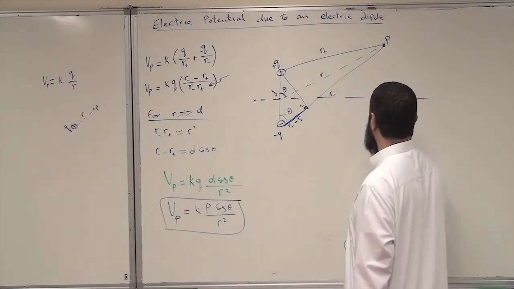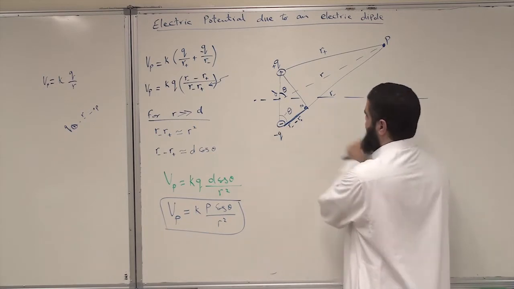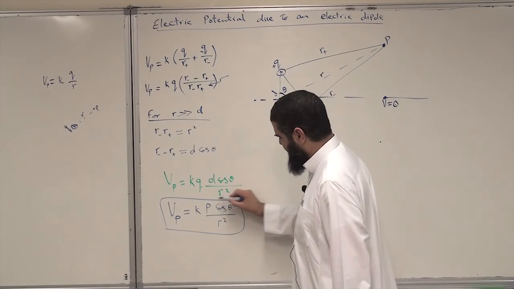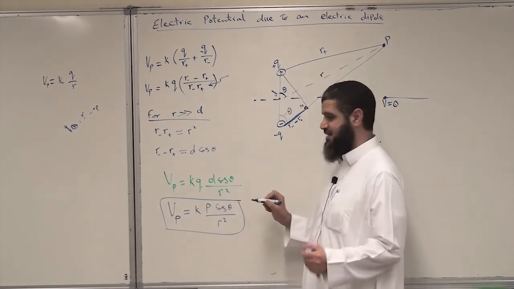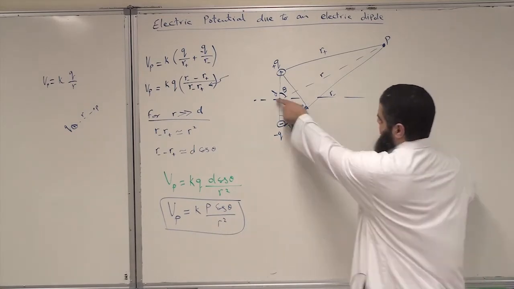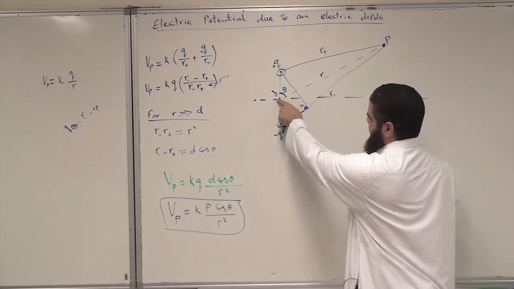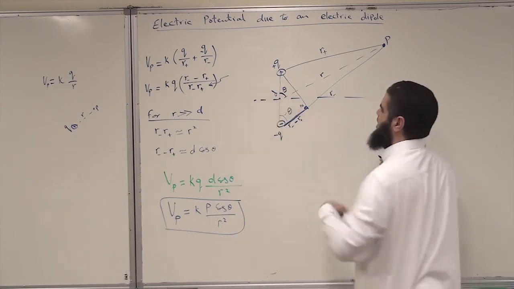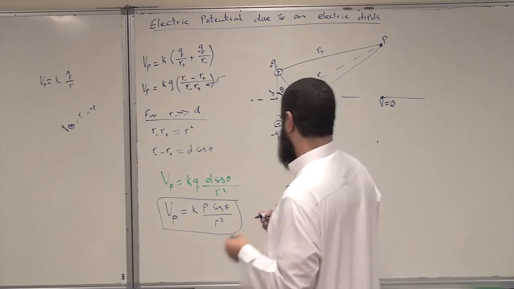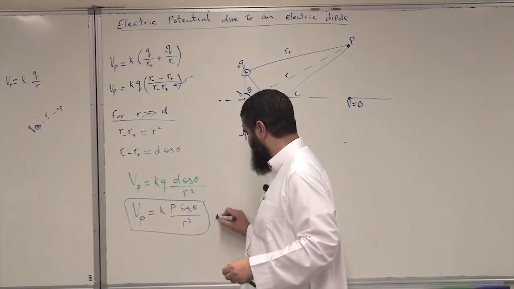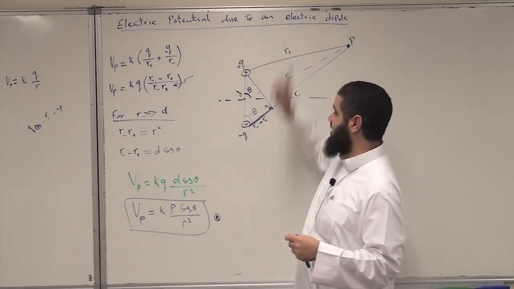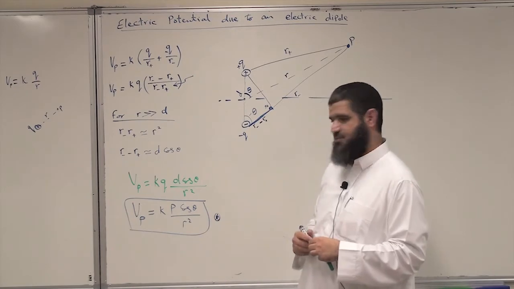If you come to these points, you will be in the vicinity of the negative charge, closer to the negative charge. As a result, the cosine here will give you a minus sign, and you'll end up with V_P negative in these regions, because theta in that case will be greater than 90, in the second quadrant. So the cosine of an angle in the second quadrant will give you a negative value. This is a very nice result, and it tells you about the electric potential due to an electric dipole.